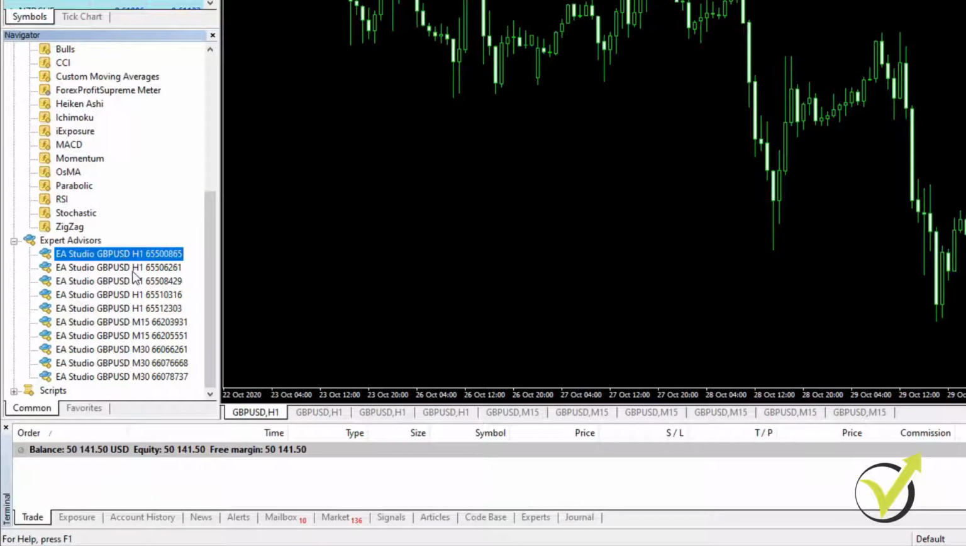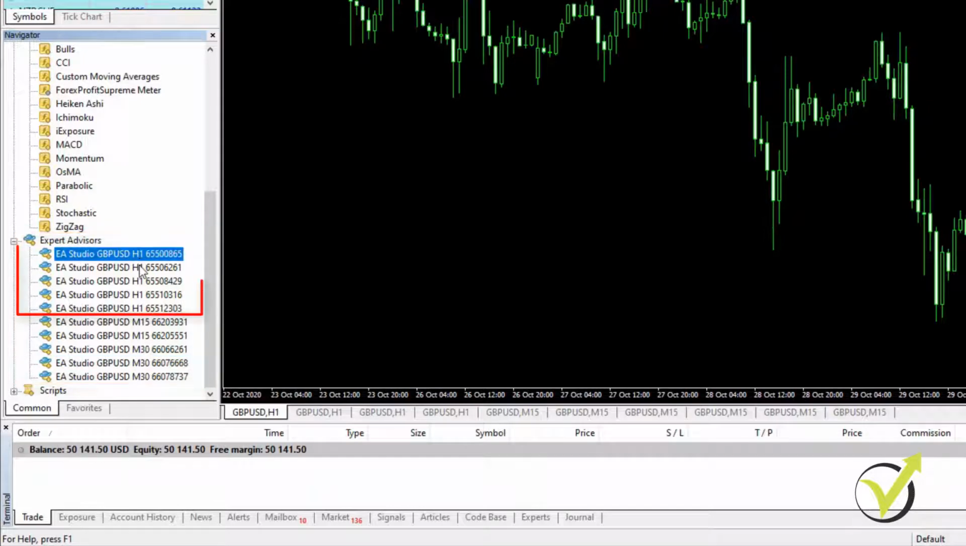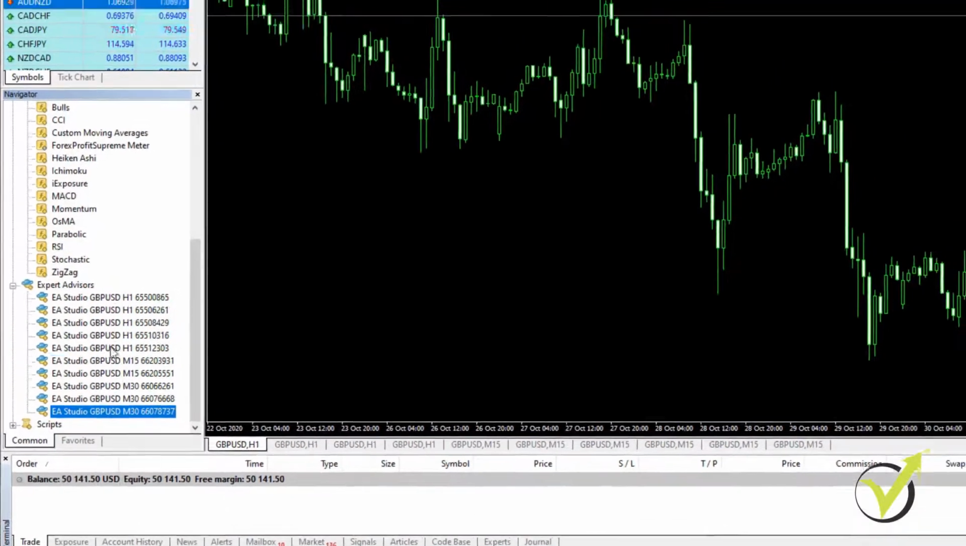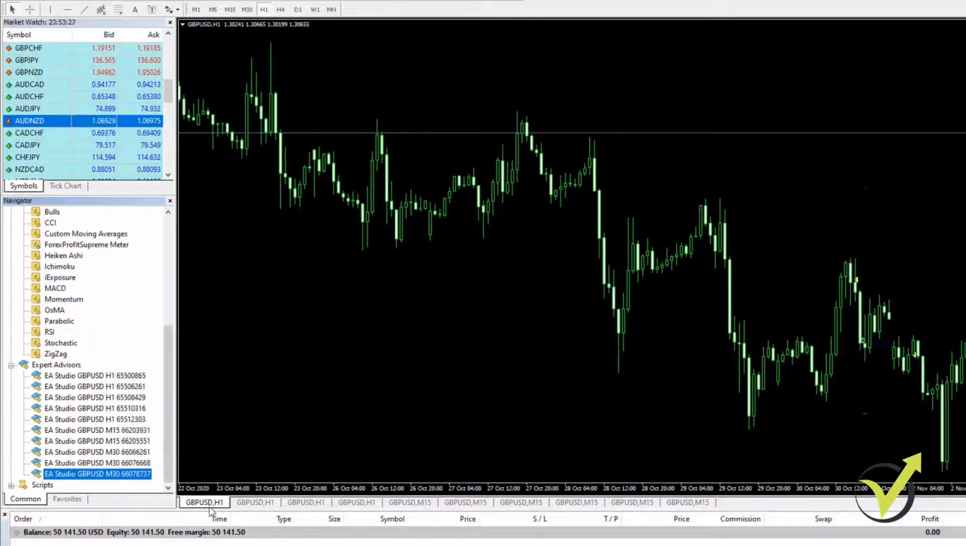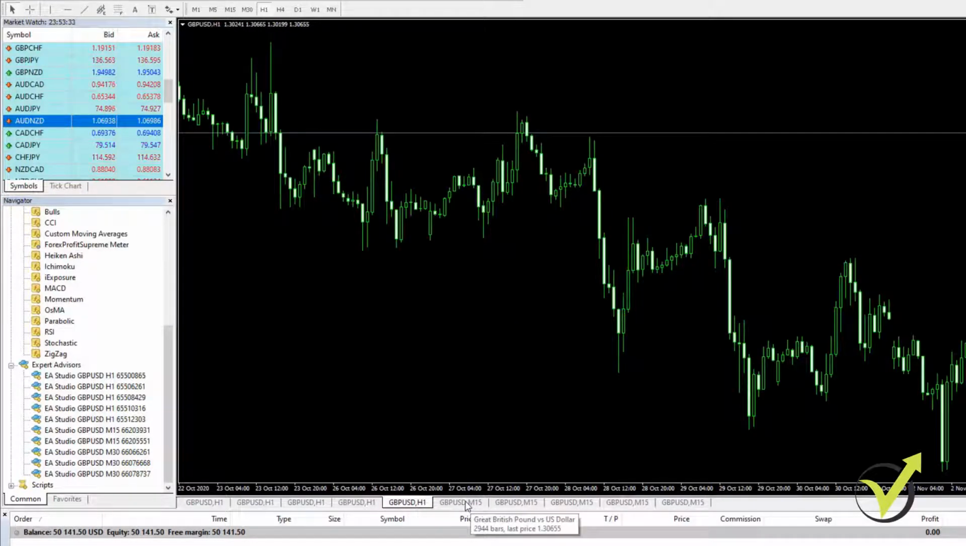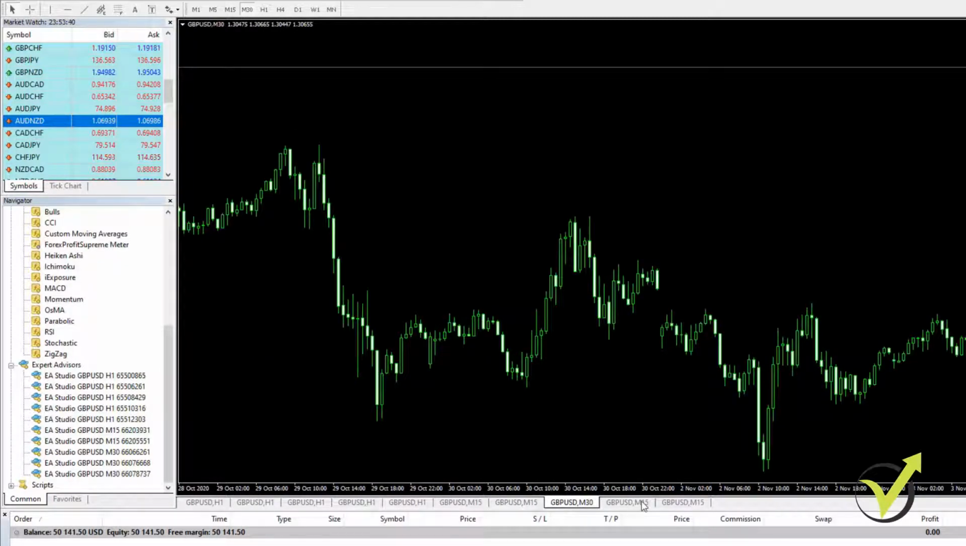So 10 expert advisors over here, and you see actually that I have 5 expert advisors for the hourly chart. I have 2 for M15 and 3 for M30. Now this doesn't really mean that H1 is the best time frame, because quite often traders ask me which is the best time frame for me. They are different time frames, the strategies are different, and I see the best results when I combine them.